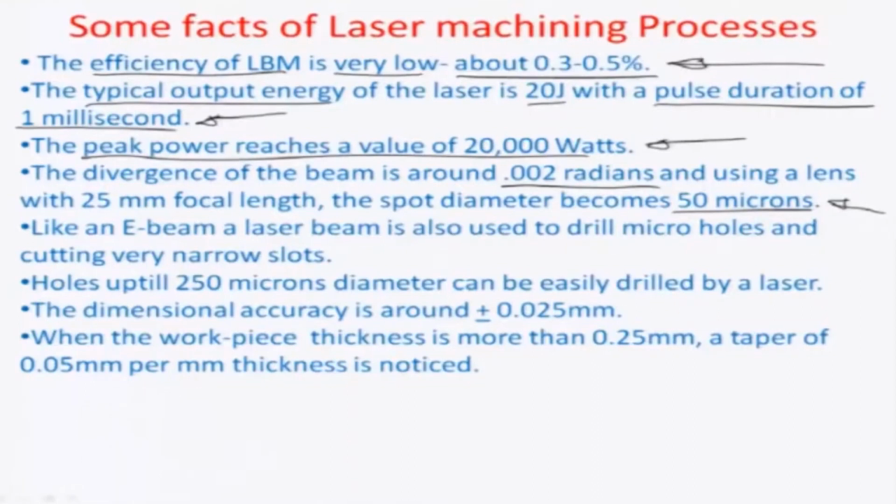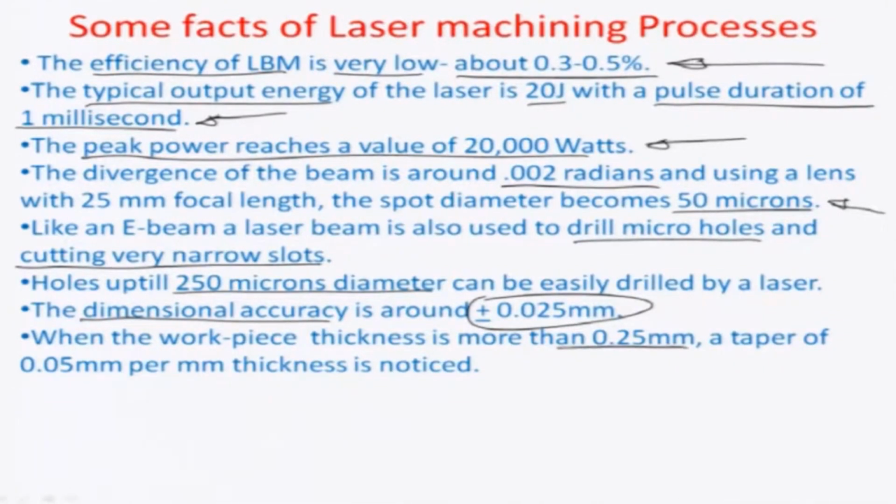So, like an E-beam, the laser beam is also used to drill micro holes and cut very narrow slots. The resolution of these systems has the same amount of fineness as E-beam systems, and holes up to about 250 microns in diameter can be easily drilled by a laser with a dimensional accuracy of around 25 microns, that is 0.025 millimeters plus or minus. When the workpiece thickness is more than about 0.25 millimeter, a taper is produced, which is about 50 microns per millimeter of thickness, as noticed. So, that is how laser machining process parameters can be understood.